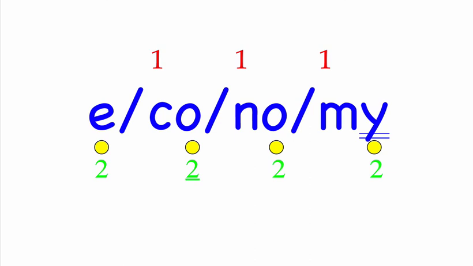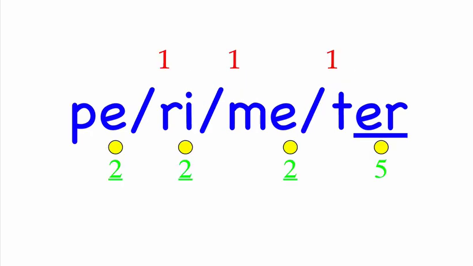And our final word is perimeter. We put a fence up on the perimeter of our property. First syllable, pe, two sounds, p, e. Ri, two sounds, r, i. Me, two sounds, m, e. Ter, two sounds, t, er. Perimeter. Mark the word.